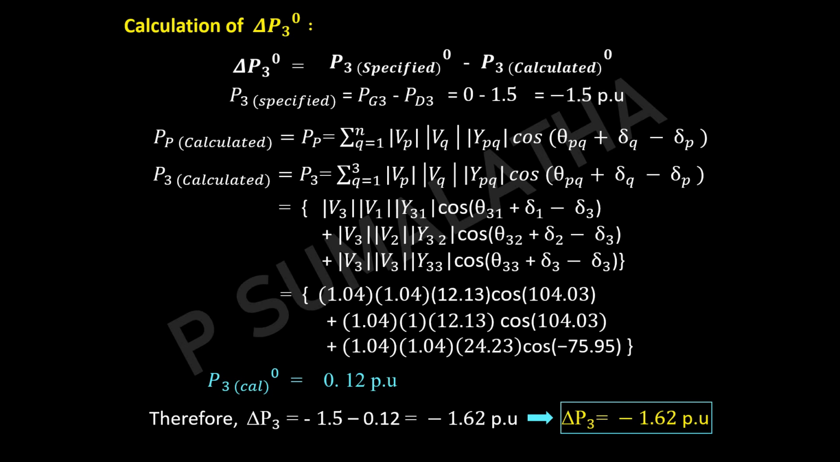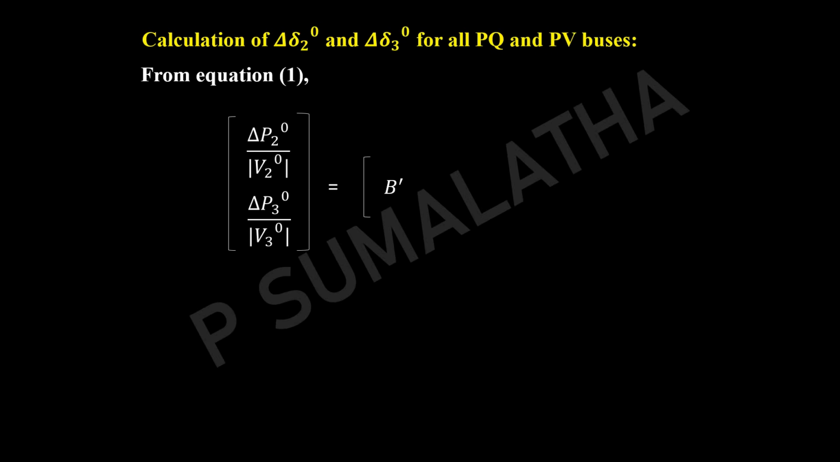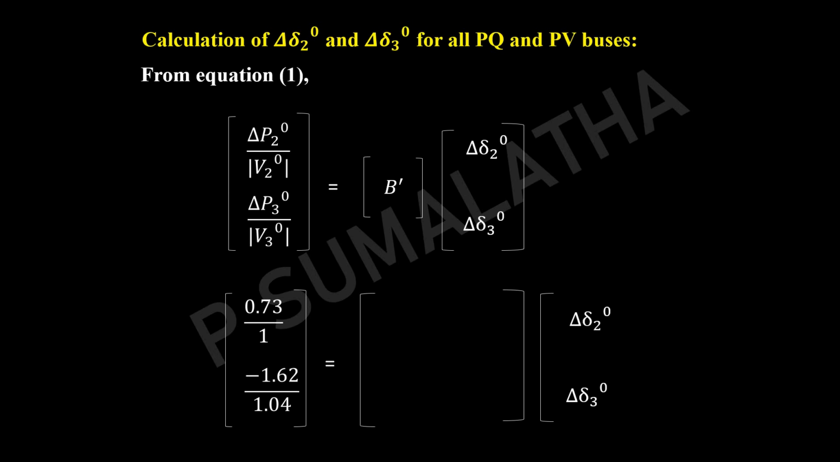Let us substitute these values in equations and calculate the delta del 2 and delta del 3. So let us write the equation 1 again. This first term will become 0.73 by 1. The second term will be delta P3 we have calculated as minus 1.62, and the V3 value is the PV bus voltage, which is given as 1.04. Okay, delta del 2 naught, delta del 3 naught.